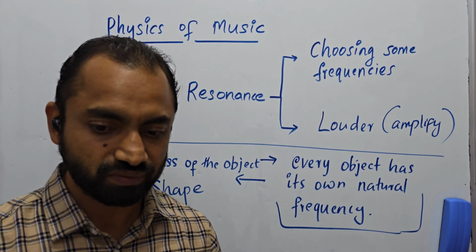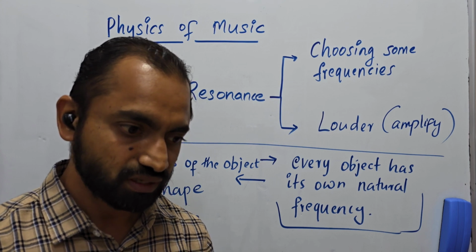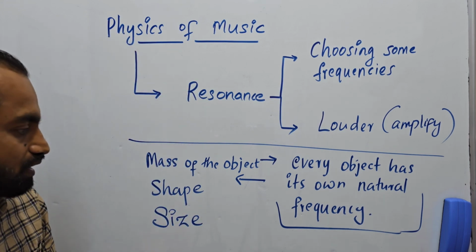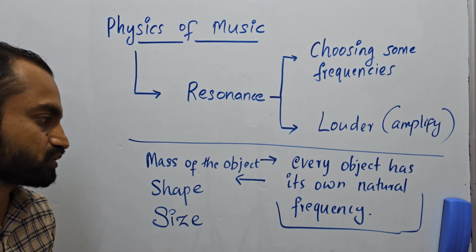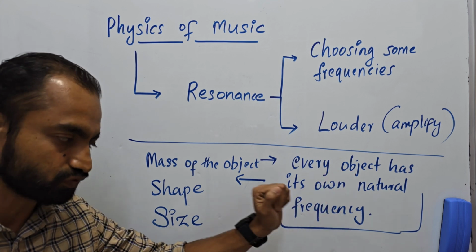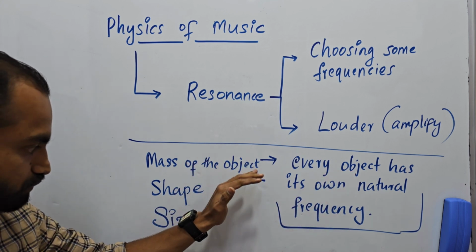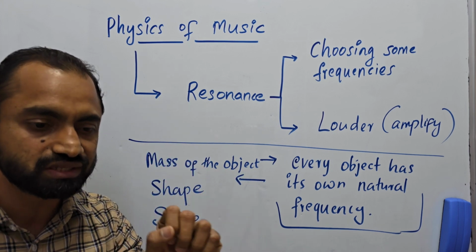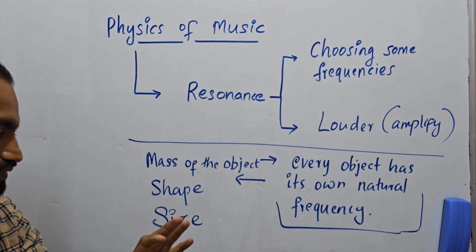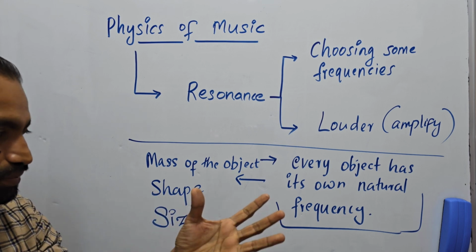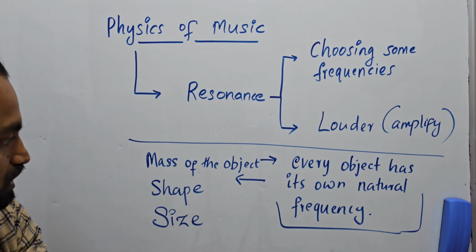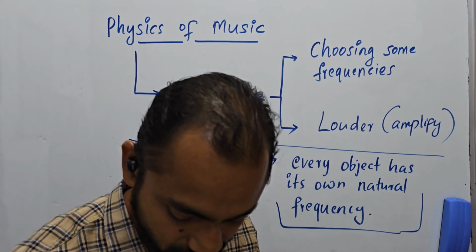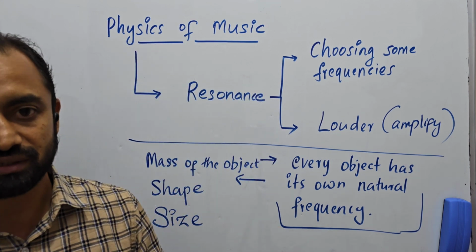Every object has its own natural frequency, and the natural frequency of the object depends on the mass of the object, the shape of the object, and the size of the object. If you change the size, its natural frequency will change. If you change the shape, its natural frequency will change. If you change its mass, its natural frequency will change.